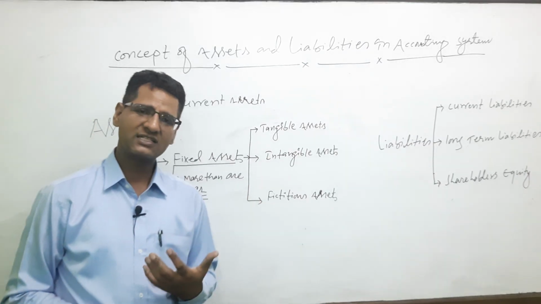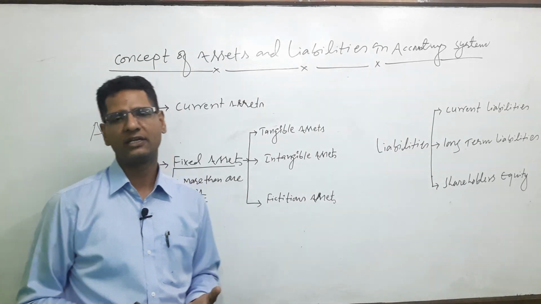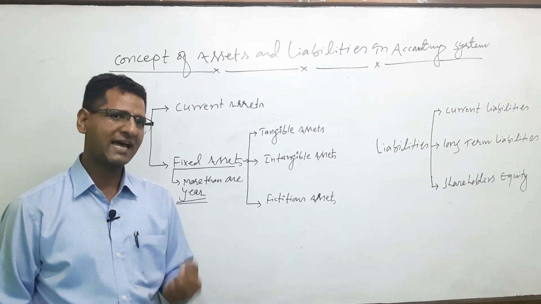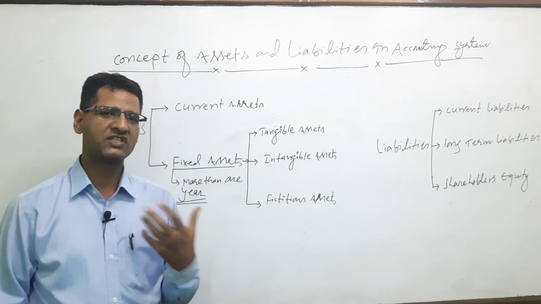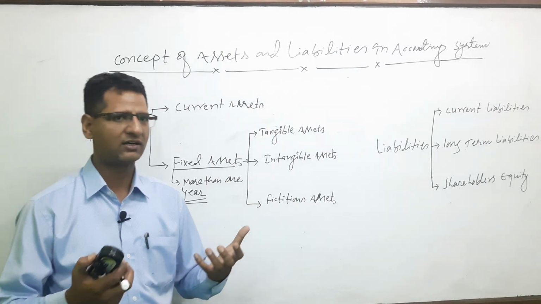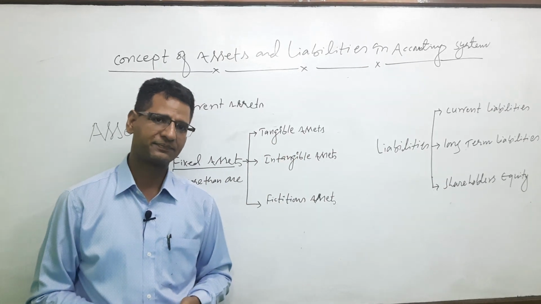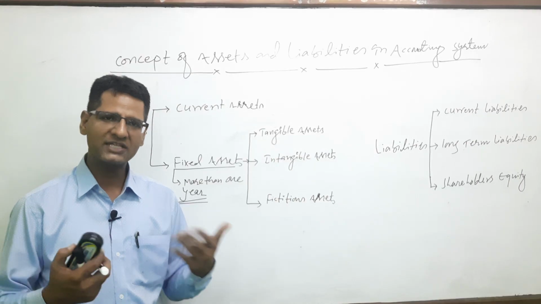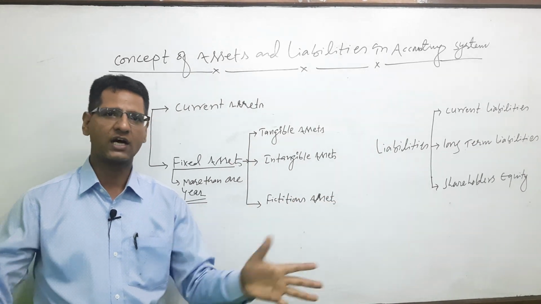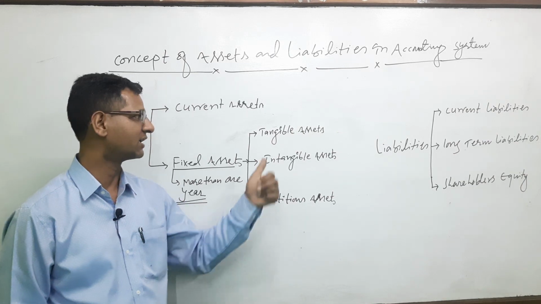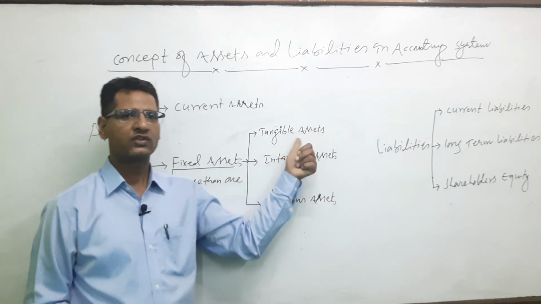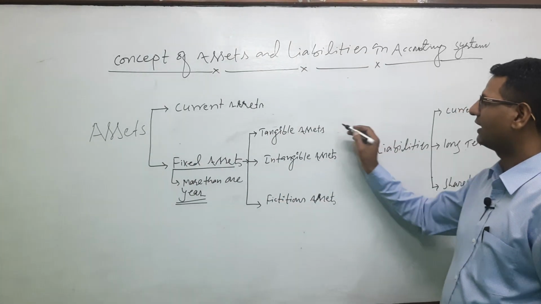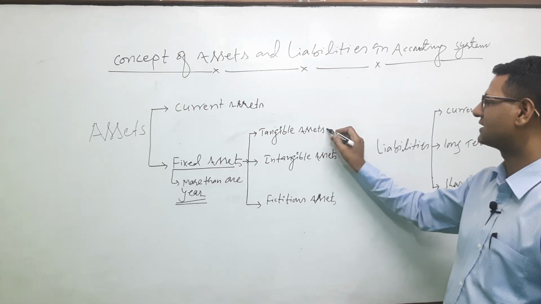Tangible fixed assets are those properties or things which have physical existence in reality. Basically, we can see and touch. Such assets are called tangible fixed assets. Those assets which have physical existence and we can see and touch are known as tangible assets. So there are so many examples of tangible assets. Very important.